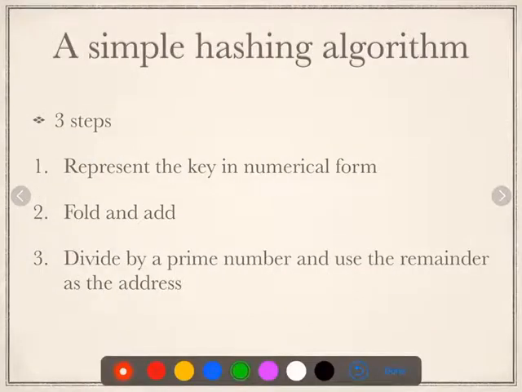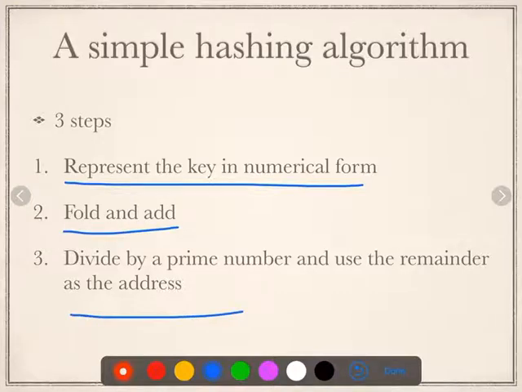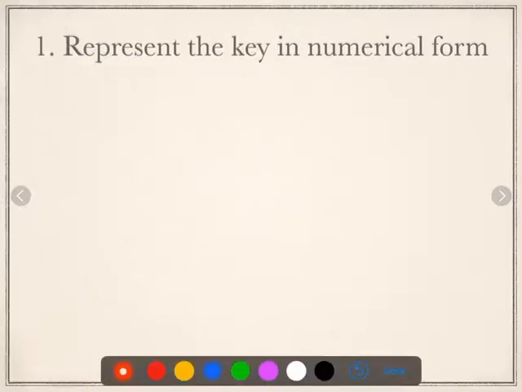Now we will look at a simple hashing algorithm which contains 3 steps. So first of all we will see the steps, how it is implemented also. So firstly we are going to represent the key in a numerical format. The other steps are fold and add, and third one is dividing by a prime number. We will see each step accordingly. We will take an example.